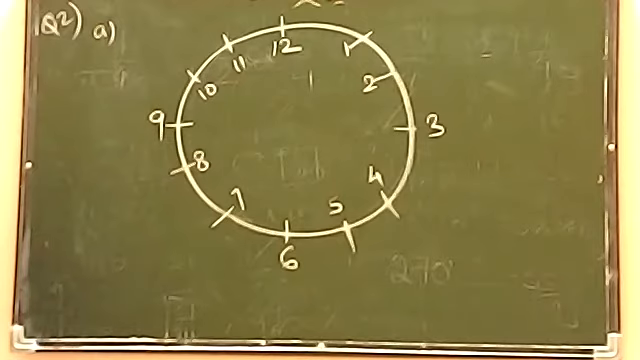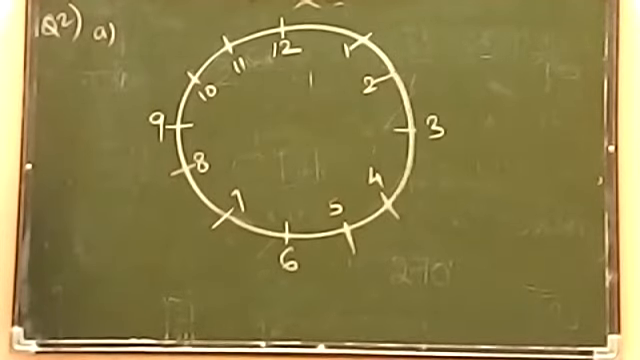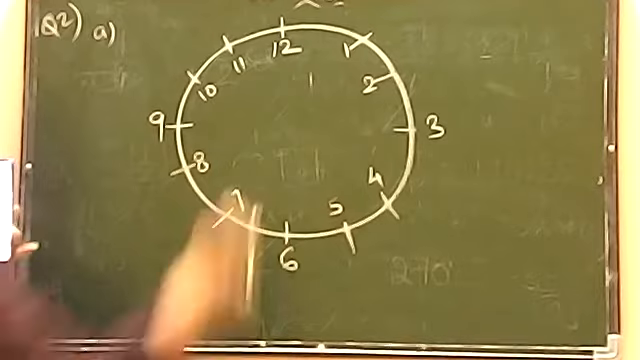Can you tell me, half means how many steps? Tell me quickly. I just told you. Half means how many steps? Very good. Half means 6 steps. Correct. Half means 6 steps. Now where do we have to start from, beta? We have to start from 12.